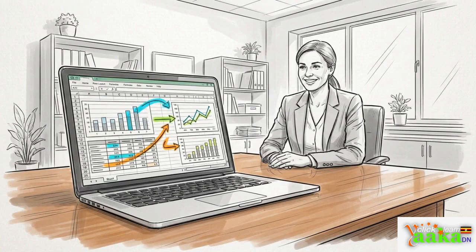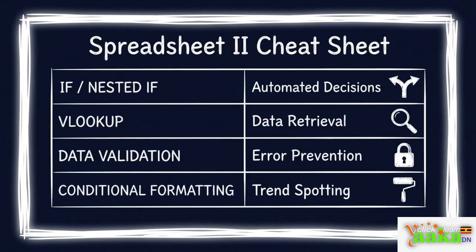By combining logic functions, lookups, and visual formatting, you have transitioned from doing simple math to building a professional data system. This chart summarizes the core functions we covered. Take a screenshot now to keep this Spreadsheet 2 cheat sheet for your next practical session.